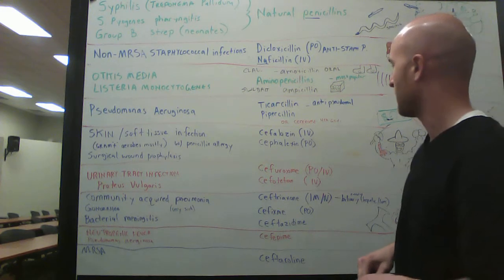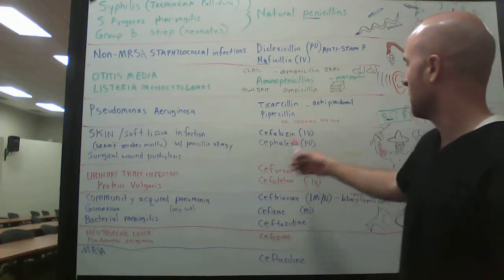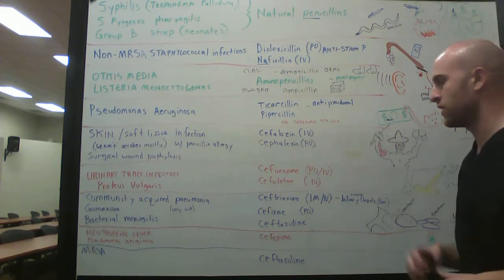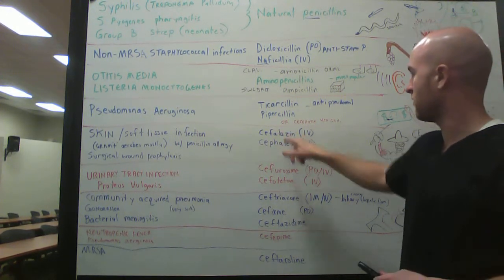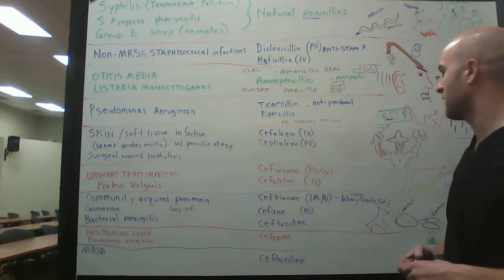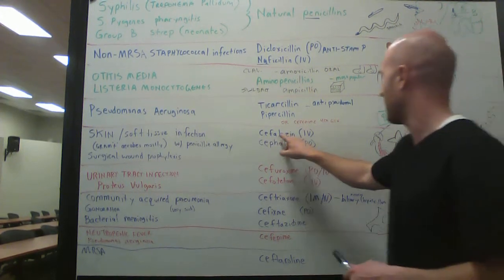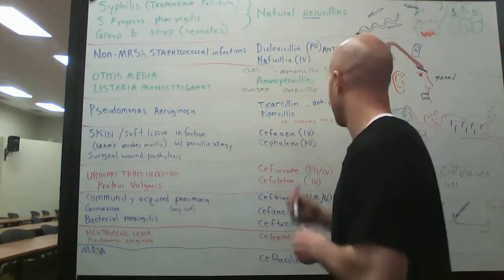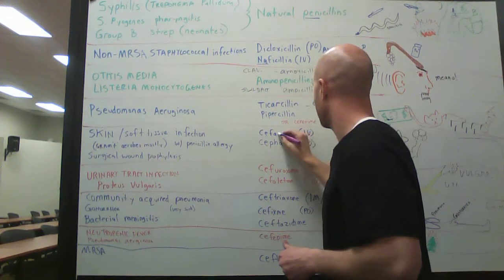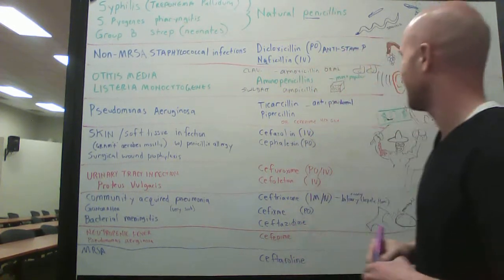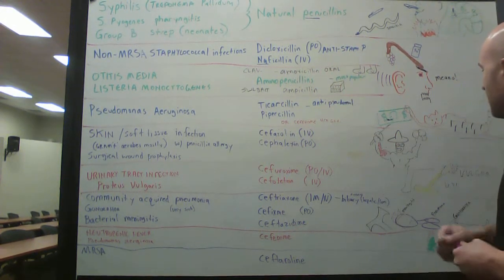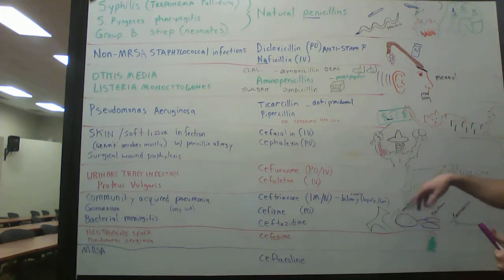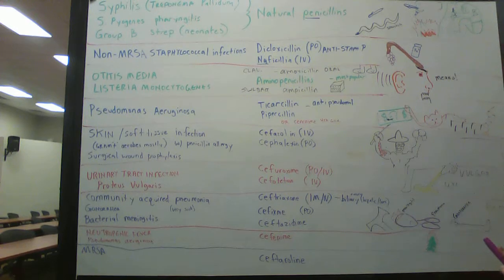So what you might be able to give them is one of these first generation cephalosporins, such as cefazolin. I got that backwards, I thought it was cefazolin. Cefazolin and cephalexin. So cefazolin, Zolin kind of sounds like Zorro a little bit, and cephalexin obviously sounds like somebody's flexing.